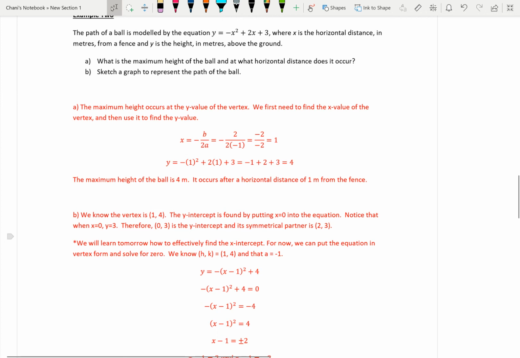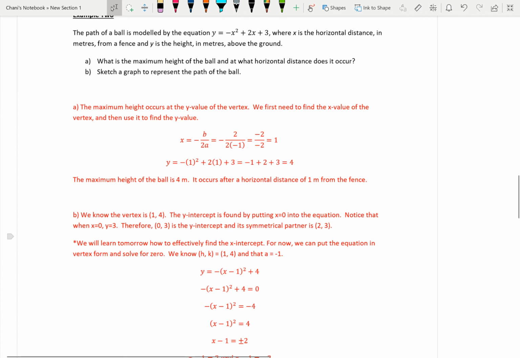So the maximum height occurs at the Y value of the vertex. So we first need the X value of the vertex, and then we use it to find the Y value. Remember, our X is just negative B over 2A. And when we use the numbers given, you get that the X value of the vertex is 1.